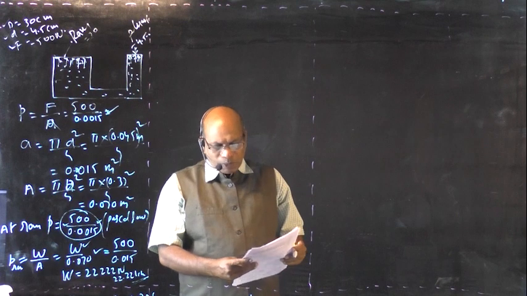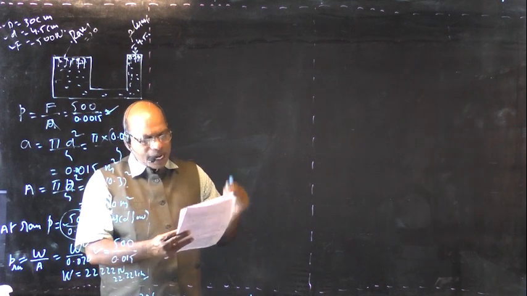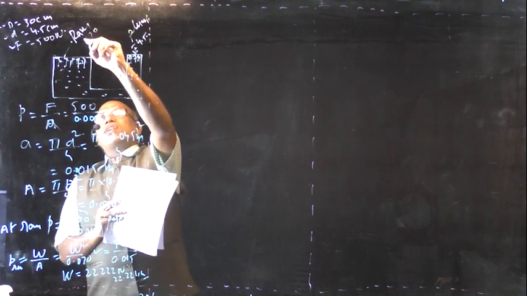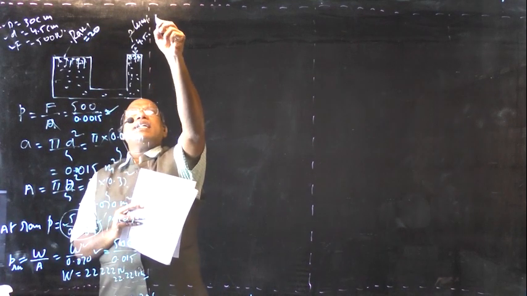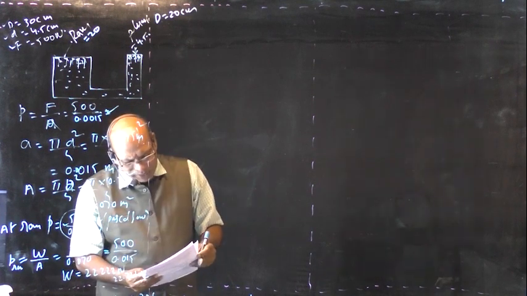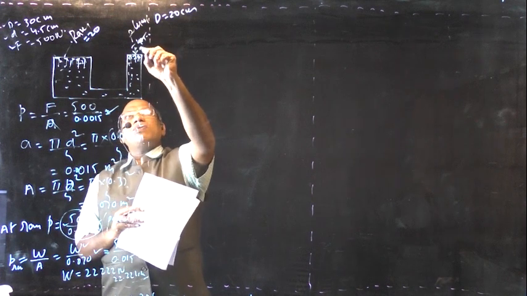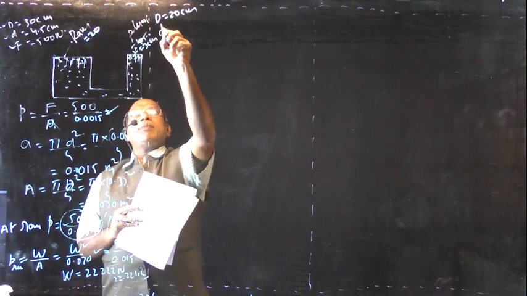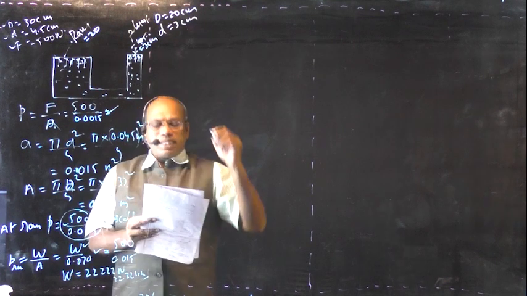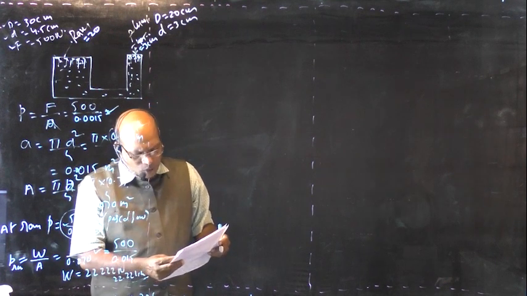Please note down another problem. A hydraulic press has a ram of 20 centimeters diameter, capital D is equal to 20 centimeters, and a plunger of 3 centimeters diameter, small d is equal to 3 centimeters. It is used for lifting a weight of 30 kilonewtons.